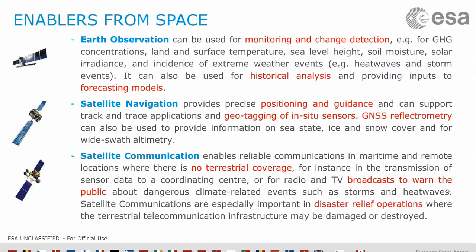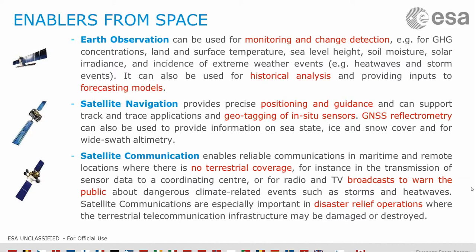For satellite navigation, this is used in many instances of positioning and guidance, and in this particular type of activity, where you have in situ sensors that you need to geolocate. And some of you might also be aware of other possibilities of using the GNSS signal. So GNSS reflectometry can be used to provide information on sea state, ice and snow cover, wide-swath altimetry, and so on.